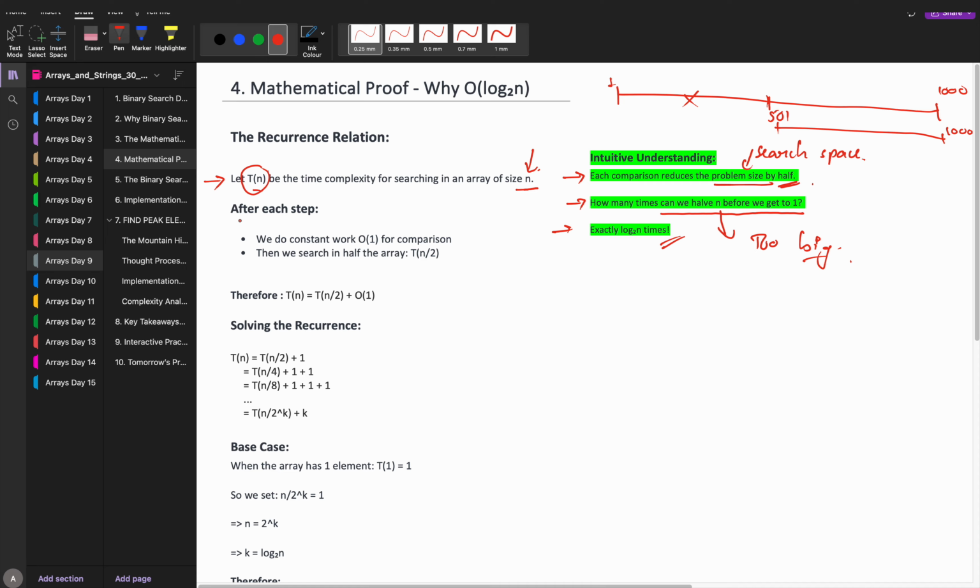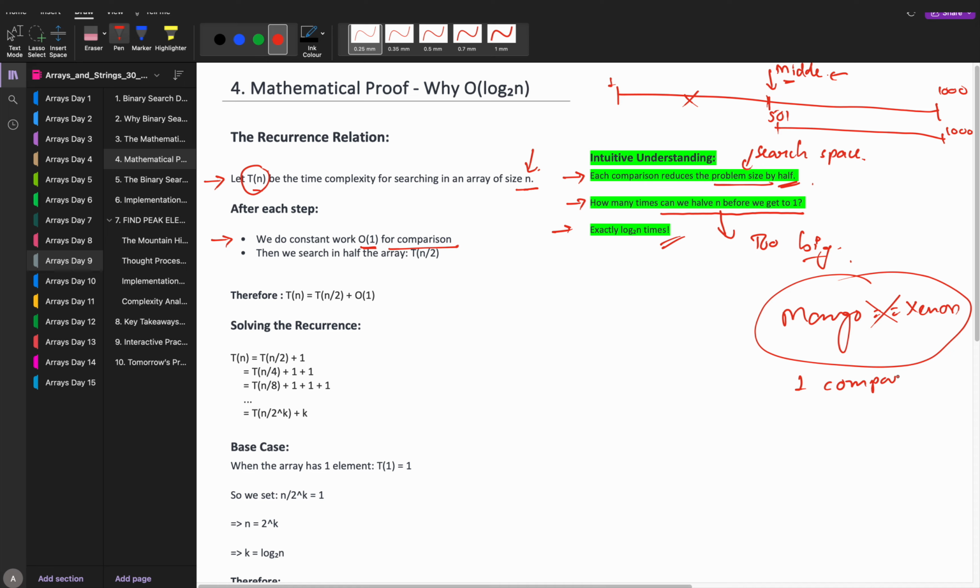But what is happening then? After each step, what is happening? We do constant work of order of one for comparison. I checked whether my middle item is equal to the target or not. Let's say I was looking for xenon. The middle was the item with M, so let's say mango was there. Is mango equal to xenon? No. Though the answer is no, I did one comparison. One comparison. That's why it is written that we do constant work, order of one, for comparison at each step.